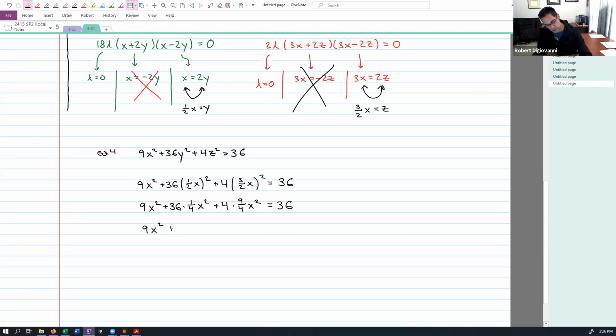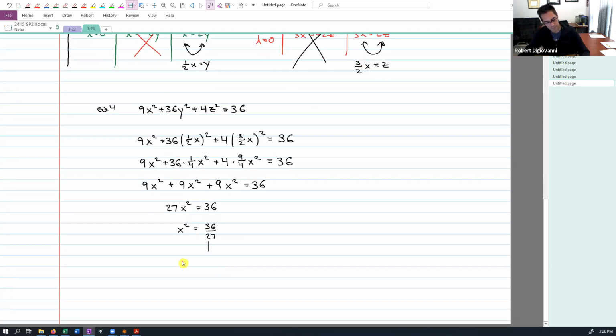Just let me know if you have a question. I happen to get 9x squared plus 9x squared plus 9x squared. And I put those together, I get 27x squared. Divide by 27. That reduces, 9 goes in there 4 times, 9 goes in there 3 times, and then the square root.